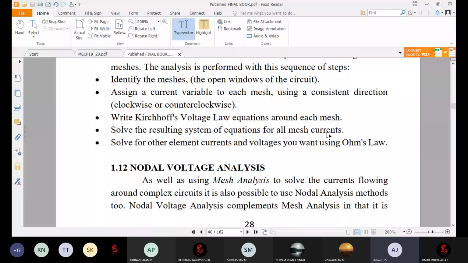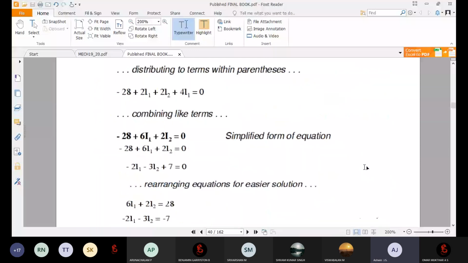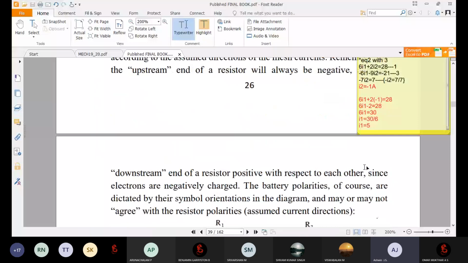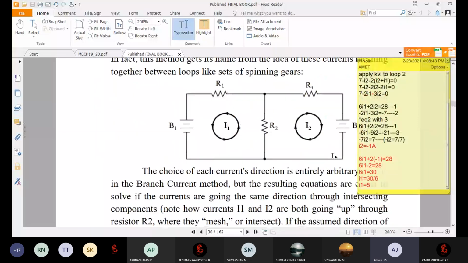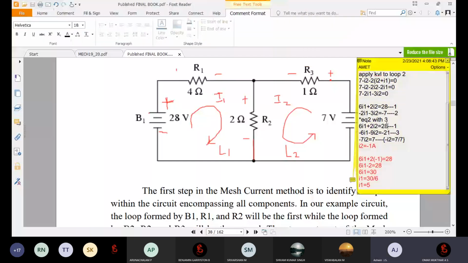After that, finally solve for each element current and voltage using Ohm's law. So finally they are asking to apply Ohm's law if it is necessary. This is how you find it. Now we will do some practice. I will change the values and you have to find the current. Okay, guys, are you ready? All of you ready? Yes, sir.